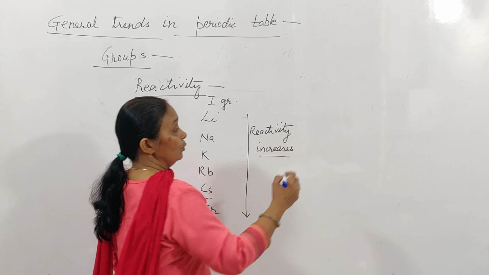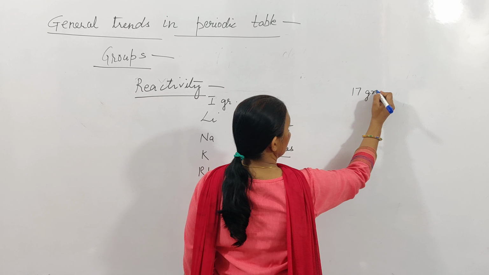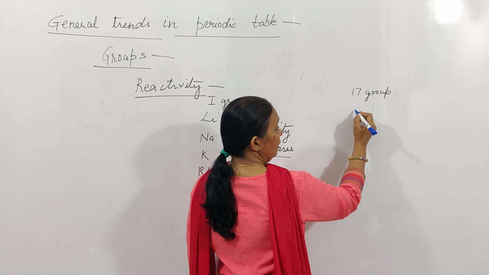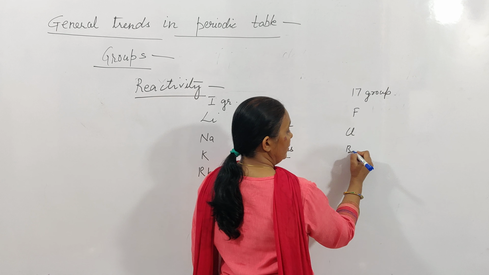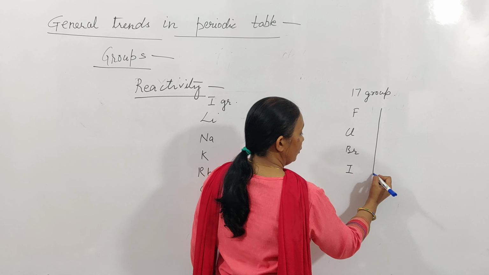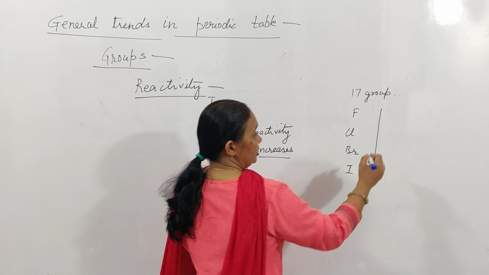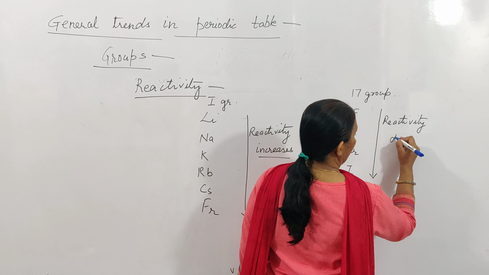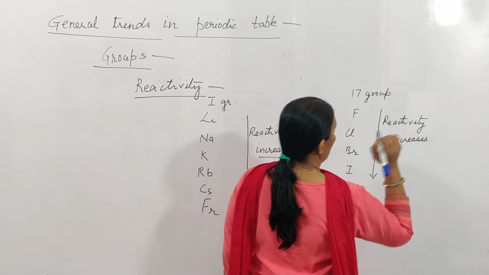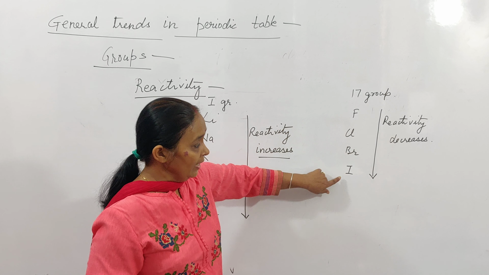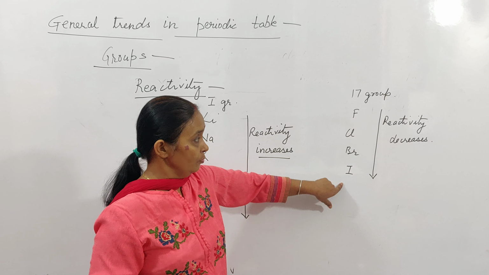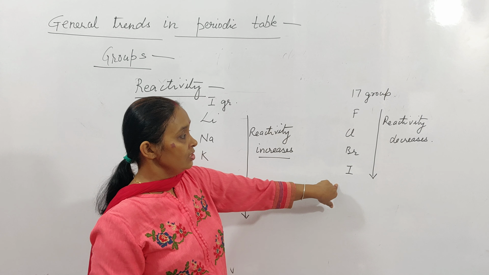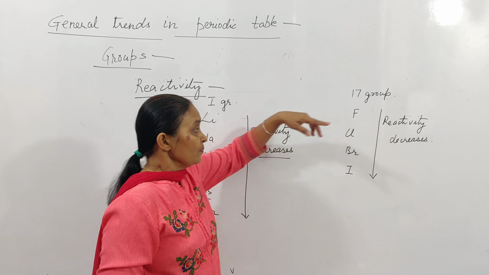And if you see halogens, that is the 17th group, what happens in the 17th group? The elements are fluorine, chlorine, bromine, iodine. As you move from top to bottom, the reactivity decreases. That means fluorine is most reactive, iodine will be least reactive among these elements. Among the halogens written here, iodine will be least reactive, fluorine is most reactive.